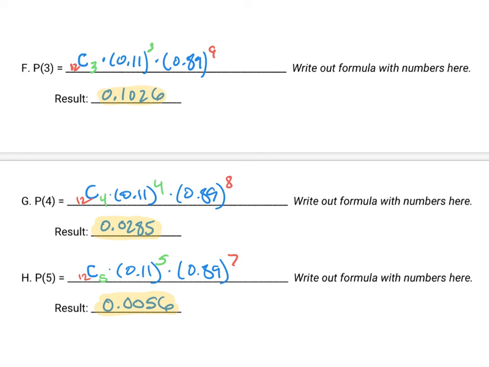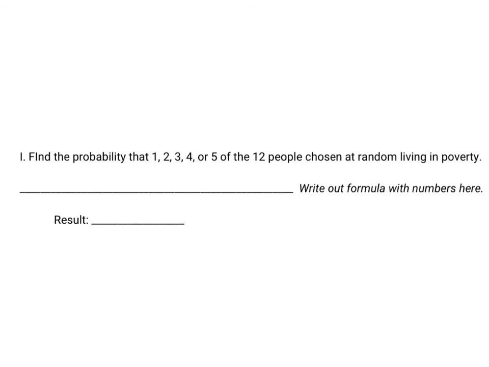So we've made these calculations for P1 through P5. In letter I, we actually are asked to use them all to solve a different problem. So let's take a look at that. Letter I says find, there's a little typo. I got a capital I right there. That's funny. I'll put a frown face there just to remind myself to fix that in the document. Find the probability that 1, 2, 3, 4, or 5 of the 12 people chosen at random are living in poverty. There's 2 typos. Another frown face.